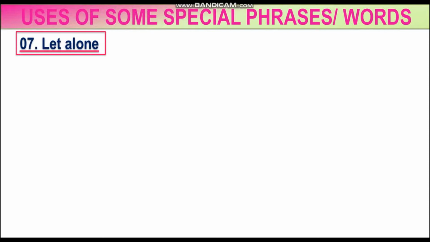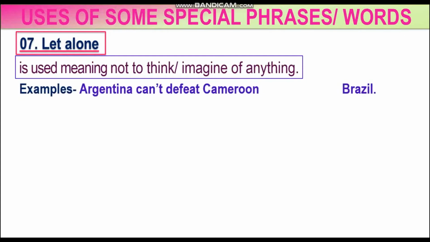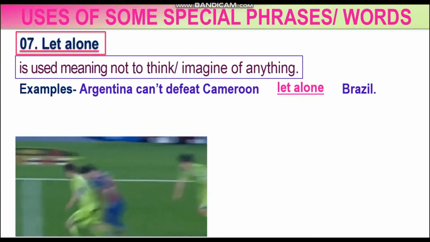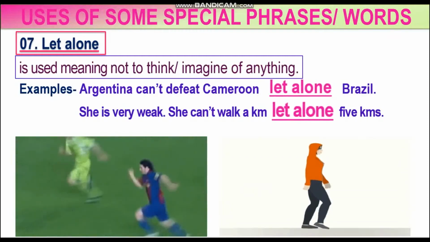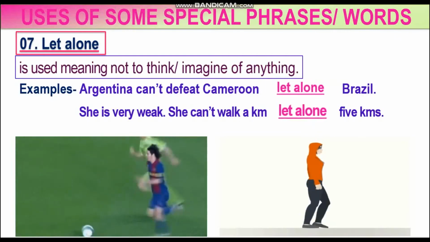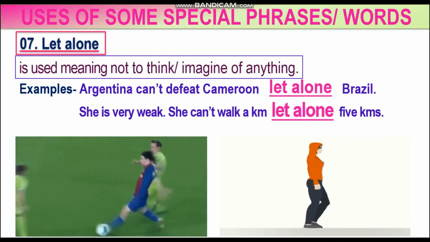Number 7. Let alone. The phrase let alone is used meaning not to think or imagine of anything. And this phrase is always placed after the negative clause of the sentence. For example, Argentina can't defeat Cameroon, let alone Brazil. She is very weak. She can't walk a kilometer, let alone 5 kilometers.